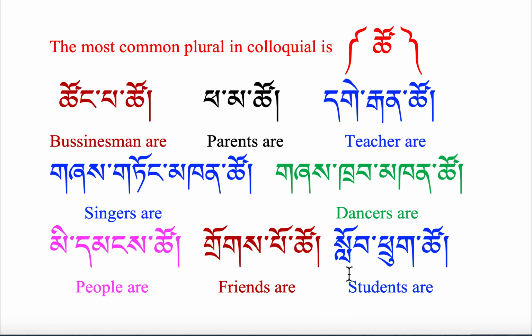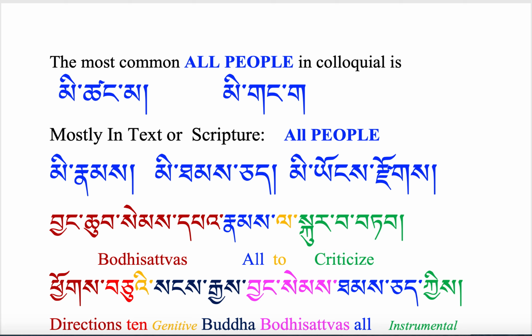Lopchuk, student. Tanarutso, lopchuk tso, and students are. So here, we just keep in our head that when this is the plural, simply adding Tanarutso makes it plural. So that we have to keep in our mind. Thank you. Let's move to another plural, a special one.